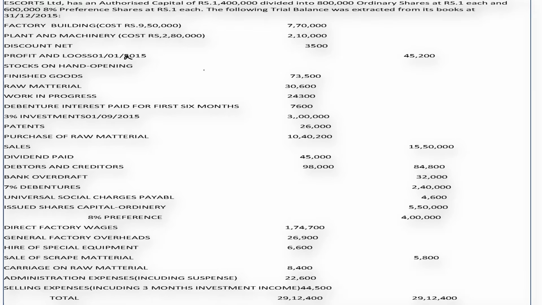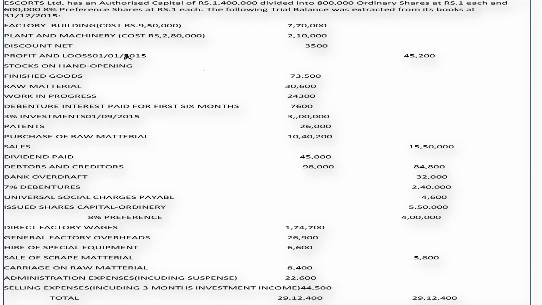7% debentures 2,40,000. Universal social charges payable 4,600. What are universal social charges payable? When a person has more income than a stated limit, on that he has to pay universal social charges. This is like a health fund to which he has to contribute. Since it is charged as tax from the worker and paid to the government, the company shows it as its liability.